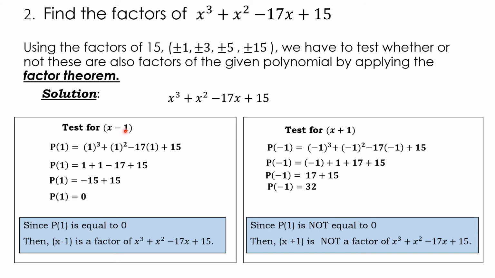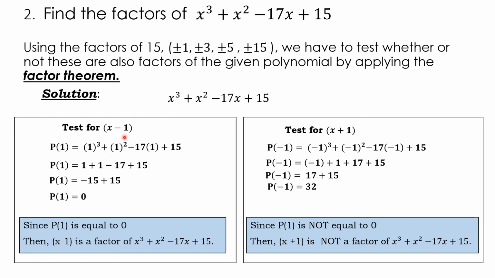Since x minus 1, bakit naging x minus 1? Kasi, una, kinuha natin yung factors ng positive 15. Ano-ano nga ba yung factors ng 15? That is positive or negative 1, positive or negative 3, positive or negative 5, and positive or negative 15. Try natin yung x minus 1.